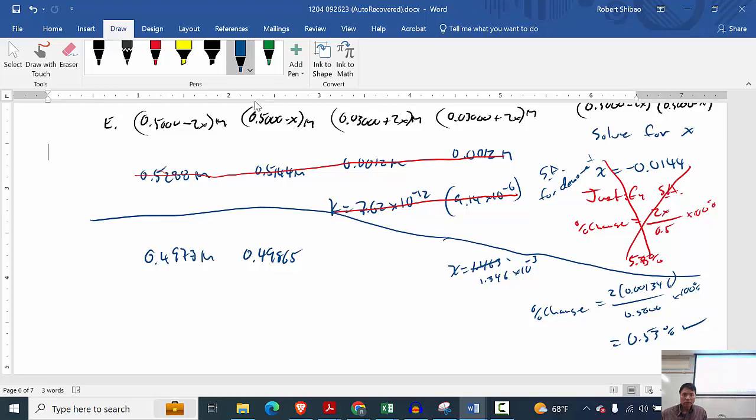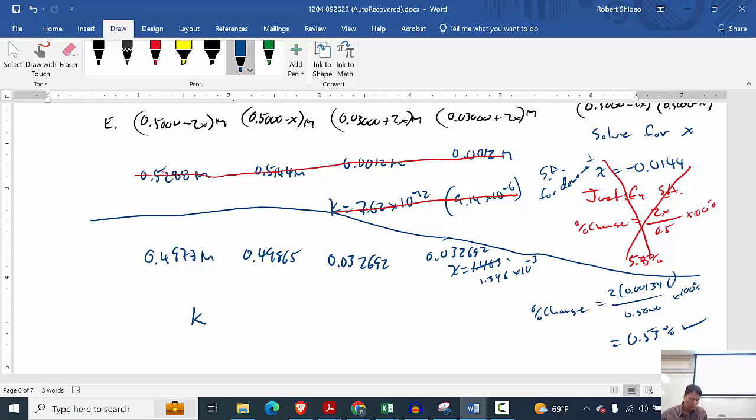And then over here, 0.03 plus that, so this 2.6 92, 0.032692. And this is the same, so 0.032692. All right, now let's double check the K value here.